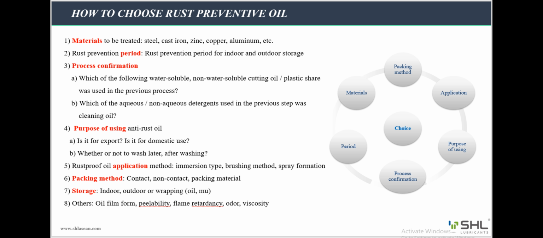In addition, there are factors about the rust-proof oil application method and the packing method of the material, which ensure good rust resistance and do not cause oil slicks after anti-rust that reduce product quality. Besides, there are some other factors that customers require.